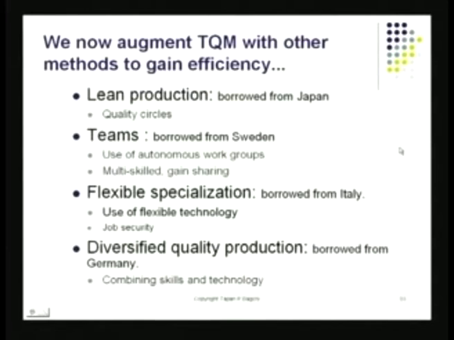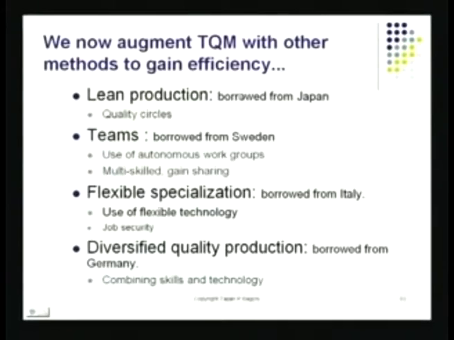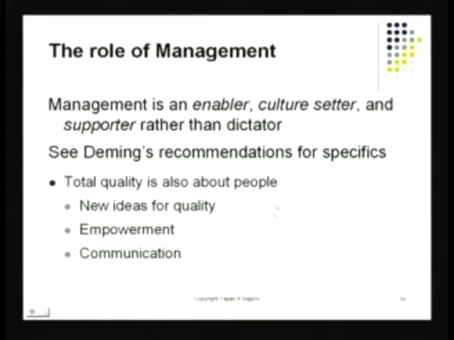And there are some other methods also which have been incorporated along with TQM, which are also utilized. For example, lean production, teams, flexible specialization, and diversified quality production. These have all come from different places. People who also worried about quality. Besides the Japanese, many other people also worried about quality. It has come from there. And you can also read this up either on the internet or in some good book on quality.